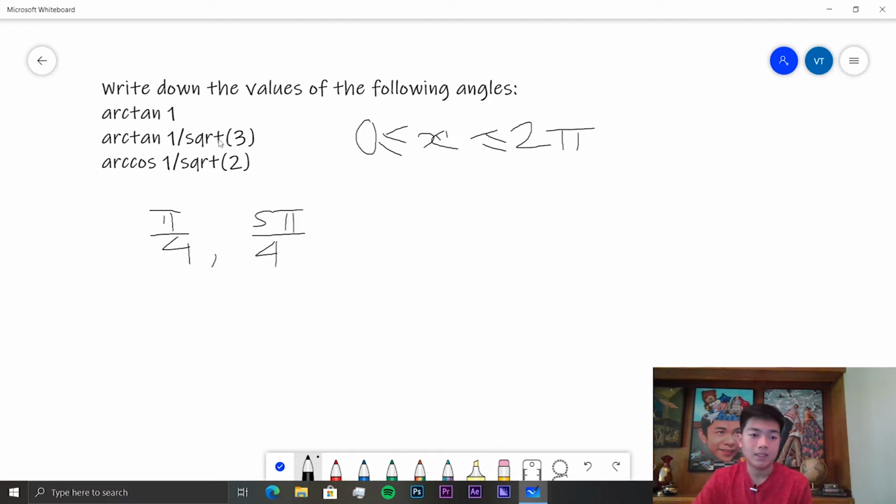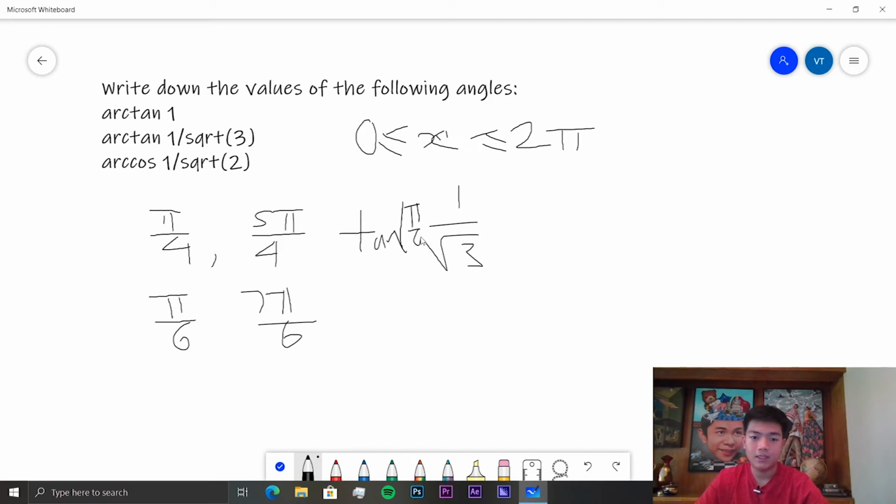Next, arctan 1 over square root 3. Well, what values is this? This would be pi over 6. And conversely, 7 pi over 6 would also have 1 over square root 3 as the value, since tan pi over 6 is equal to 1 over square root 3. It's just something you memorize.